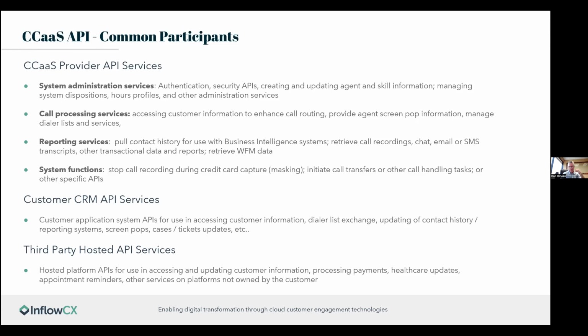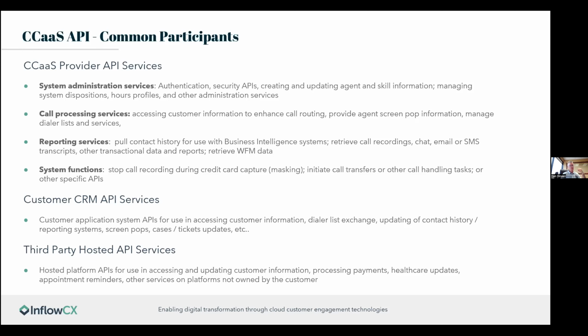Once you get through the call processing part of things, at the end of the call or at the end of the day, a CRM system can pull contact history and merge that with other business intelligence systems. So it's a very common thing to retrieve reports, individual call records, call recordings, chat, email, SMS transcripts, and other transactional data that then can be merged with like Salesforce data or other things. So those are kind of post-call updates.